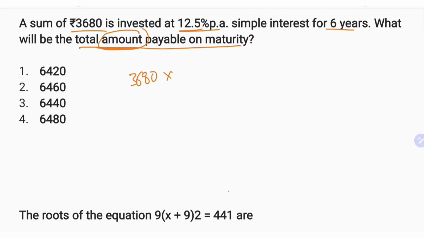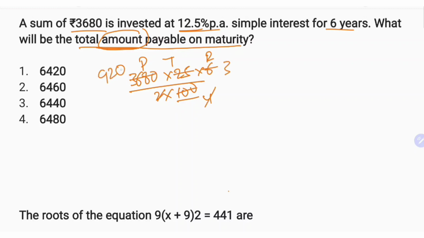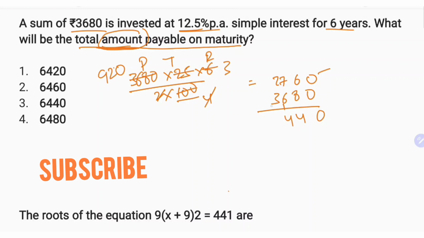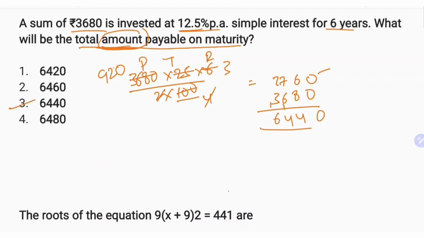Question: the rate is 12.5%. That is nothing but 12 and a half, and 12 and a half means 25 by 2. 6 years, PTR by 100. Clear? 25 4 times, 2 3 times. Here it is asking about the amount. It is interest plus the principal, which is 3680. Third option.